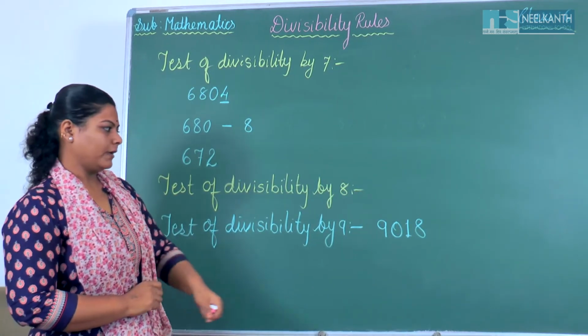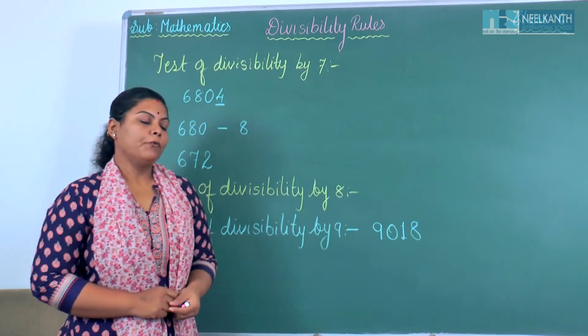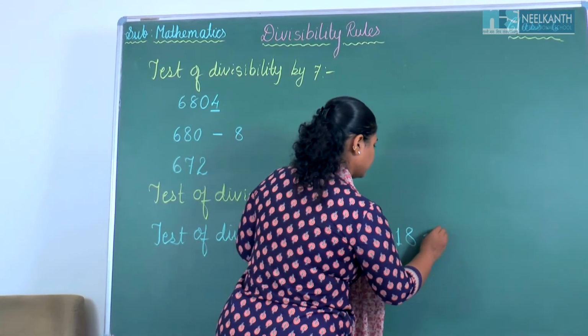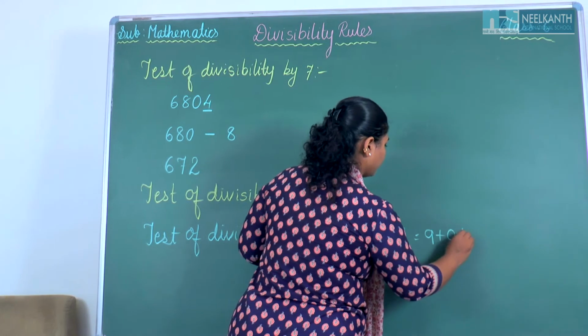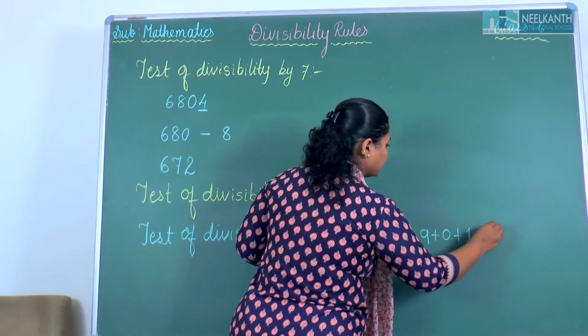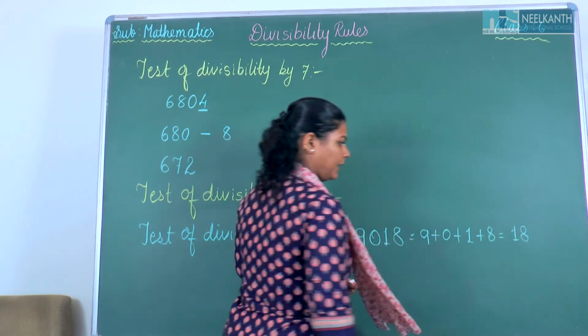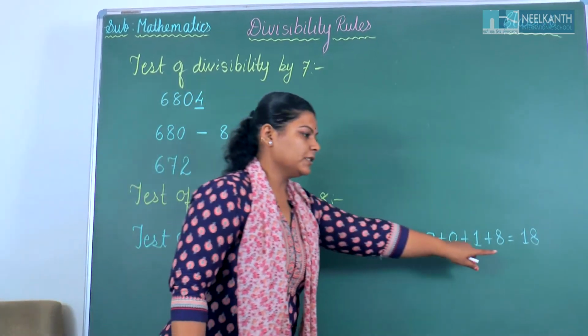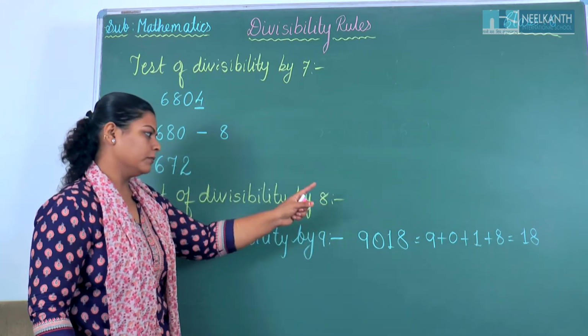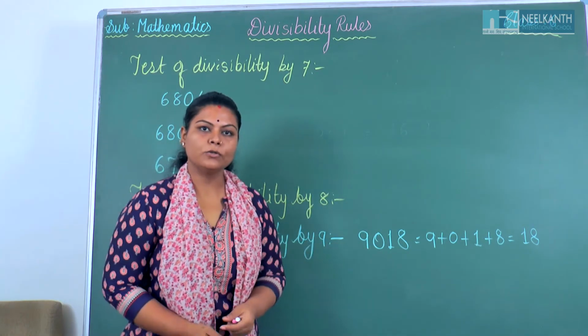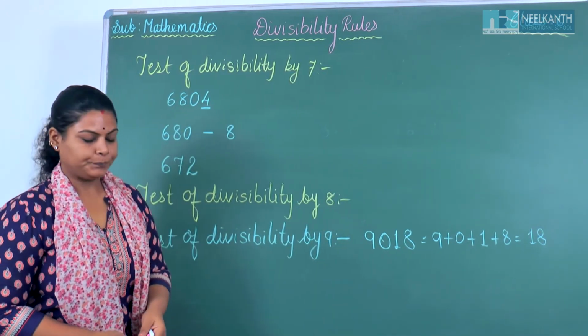9018 is our number. We have to add all these digits: 9 plus 0 plus 1 plus 8. We can see here the sum of these numbers is 18. 18 is divisible by 9, so the whole number 9018 is also divisible by 9.